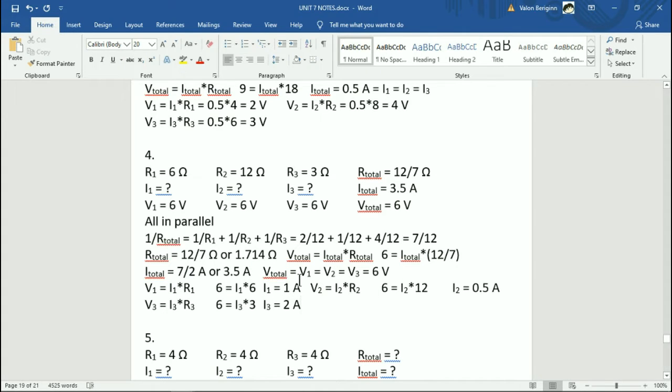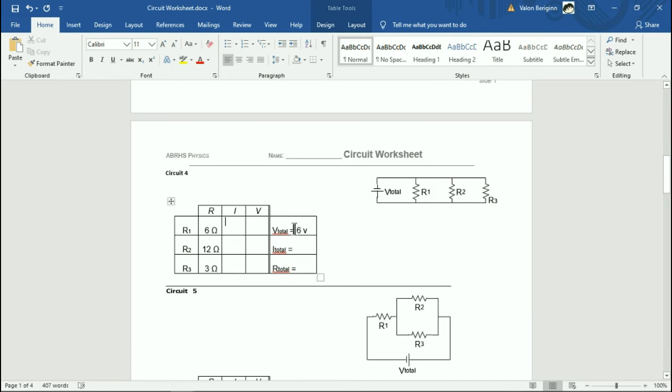And again, since they're in parallel, the currents should add up. So 1 amp plus 0.5 amps plus 2 amps does equal 3.5. So we get 1 amp, 0.5 amps, 2 amps. Okay, so this ends up being 1 amp, 0.5 amps, 2 amps, 6 volts, 6 volts, and 6 volts. This is 3.5 amps, and this is 12/7 ohms.